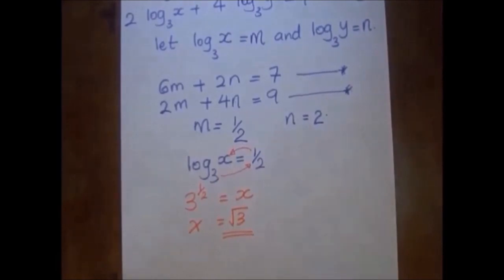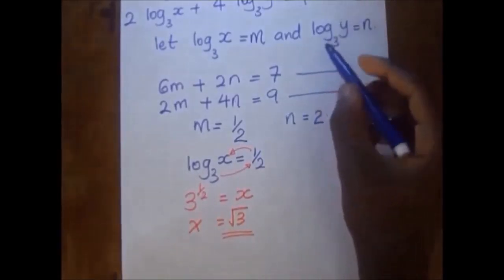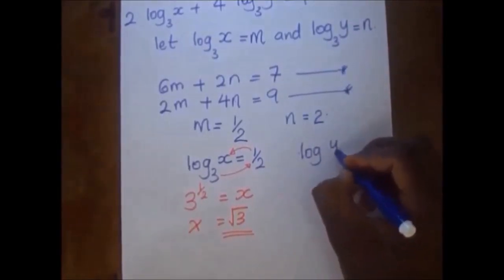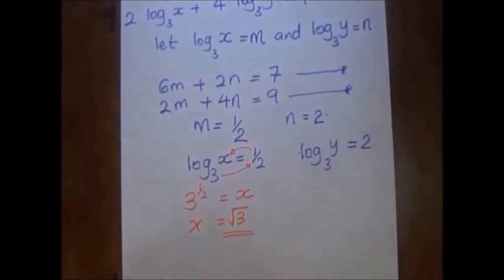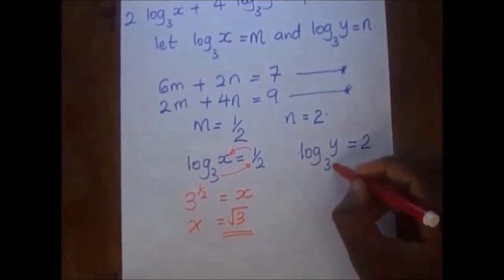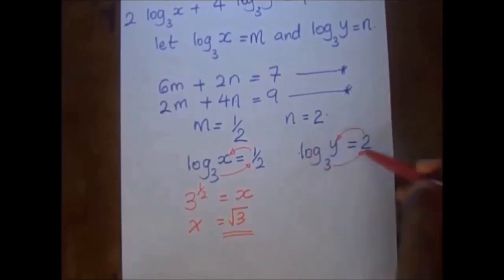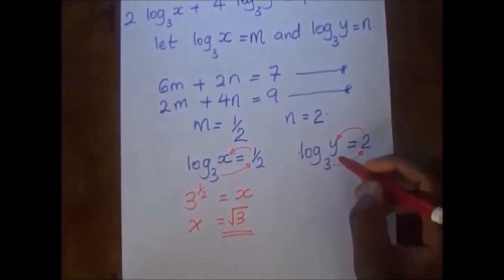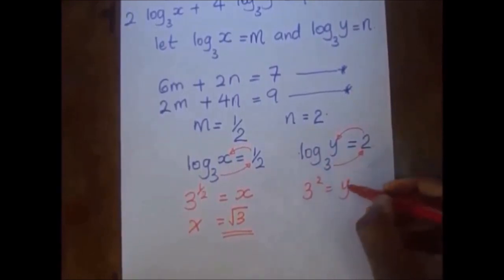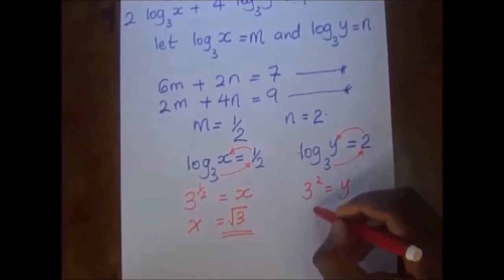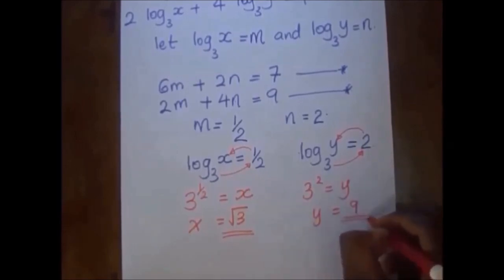We find the value of n still by substituting the value of n here. We know that n is log of y base 3. So log of y base 3 is going to be equal to the value of n, which is 2. Still, we are going to use our law of indices, where 3 to the power 2 is equal to y. This is when we are converting a log into an index. So it's going to be 3 to the power 2 is equal to y. So 3 squared is going to be 9, meaning that our value of y is going to be equal to 9.